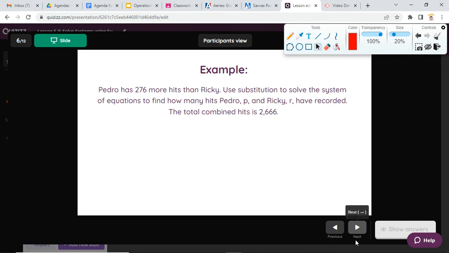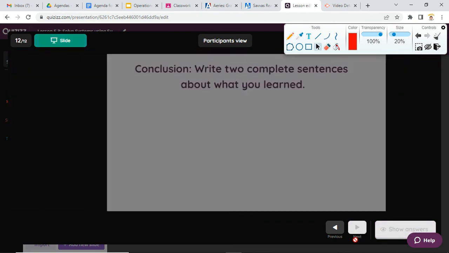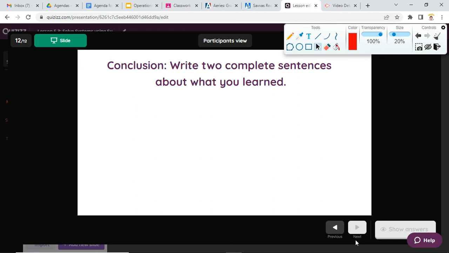Alrighty, everybody, so that was a couple of examples for us today. What I need from you guys now is to make sure you are writing a 2 complete sentence conclusion about what we learned today, 2 complete sentences about what we learned.